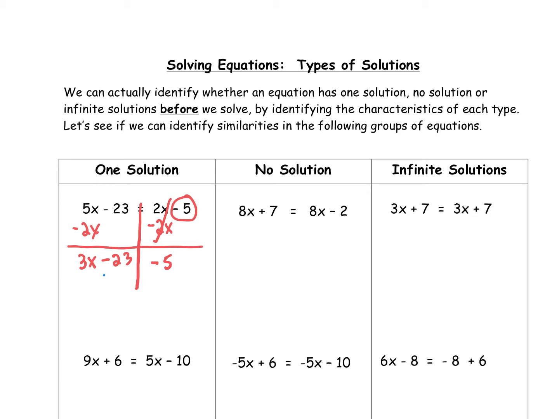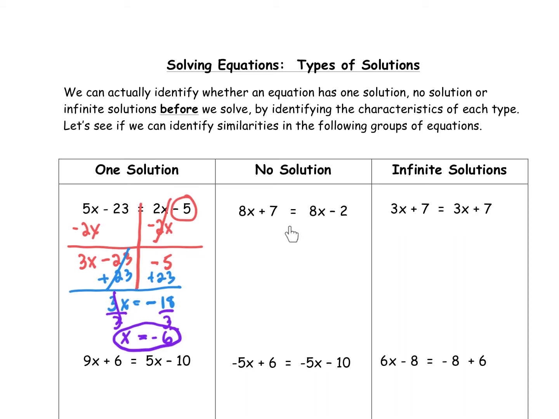Then we continue solving by eliminating the constant on the side with the variable. And we have 3x equals negative 18. And our final step is to divide by 3. And x equals negative 6. By the way, if you need to pause at any time, please do. Go ahead and pause if you need to copy this down. So we have one solution, and that solution is negative 6.